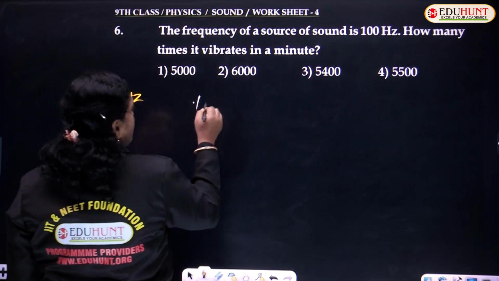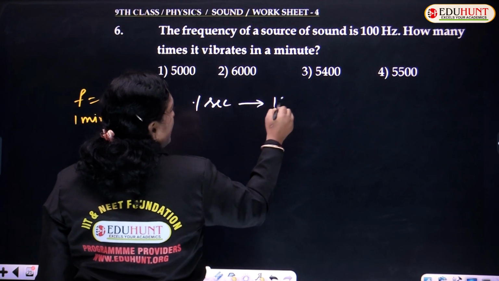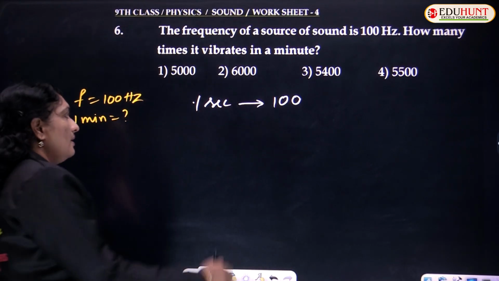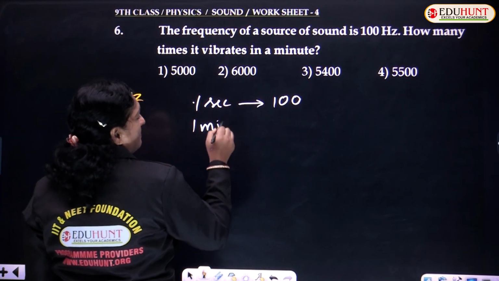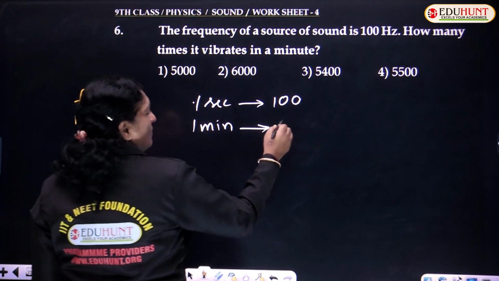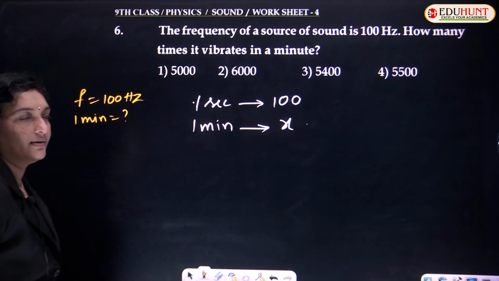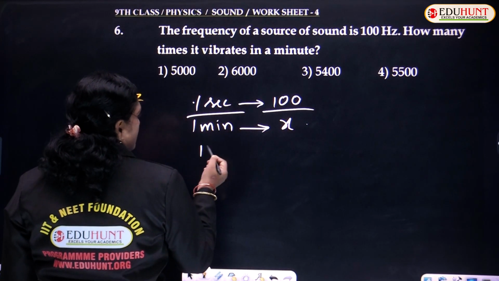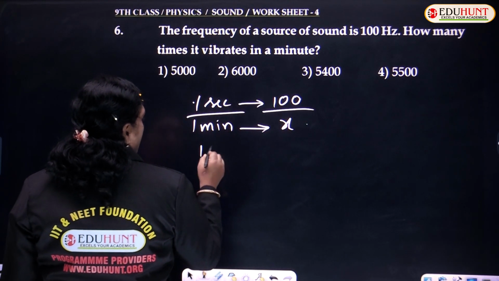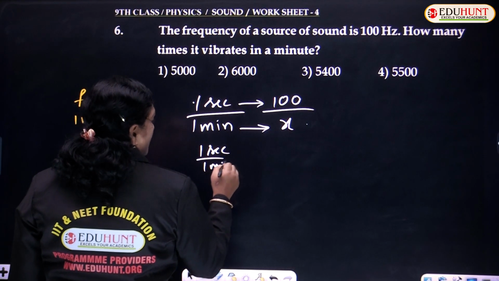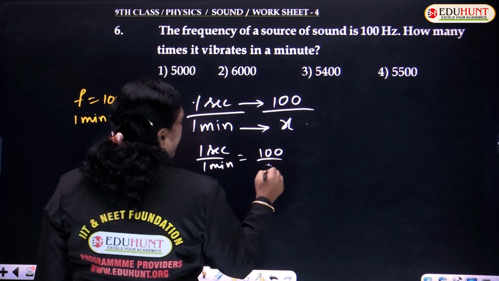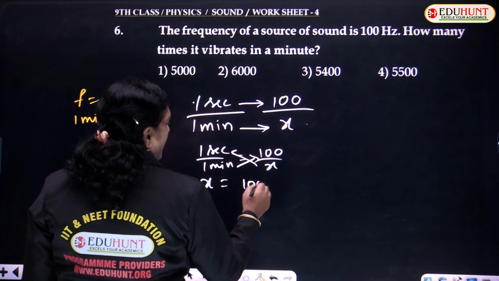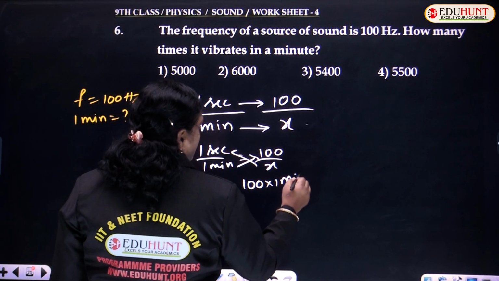So in every 1 second, it vibrates 100 times. But you are asked to find the same in 1 minute. So for 1 minute, how many times, you have to find out. So let us divide both. Then you have 1 second upon 1 minute will give you 100 upon x. Let us cross multiply these two. Then x is equal to 100 into 1 minute.